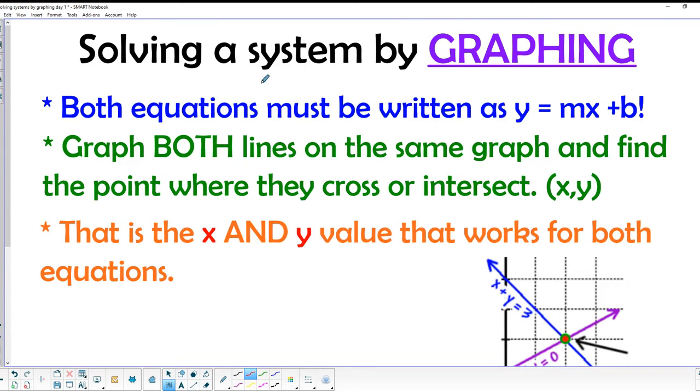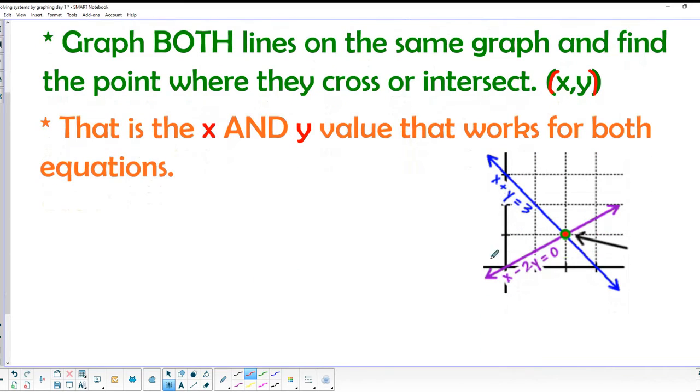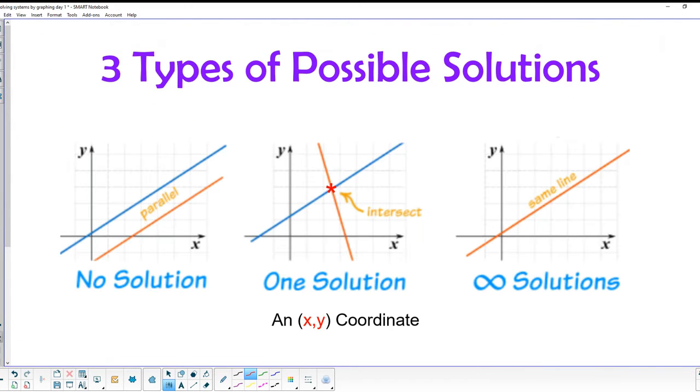So when you're solving a system of equations by graphing, both equations must be written as y equals mx plus b. You graph both lines on the same graph and find the point where they cross, the x and y coordinate where they cross. That is the x and y value that works for both equations. So here's kind of a graphic example of what we're talking about. So let's try a few of these.